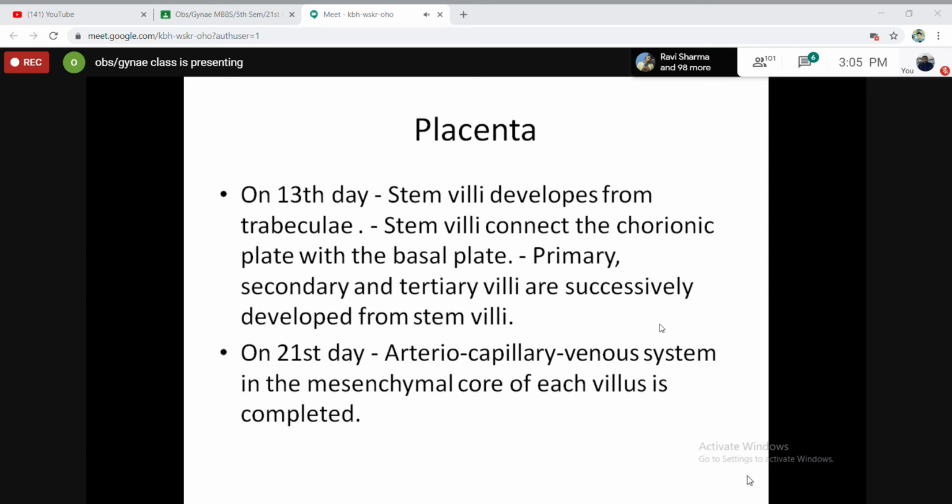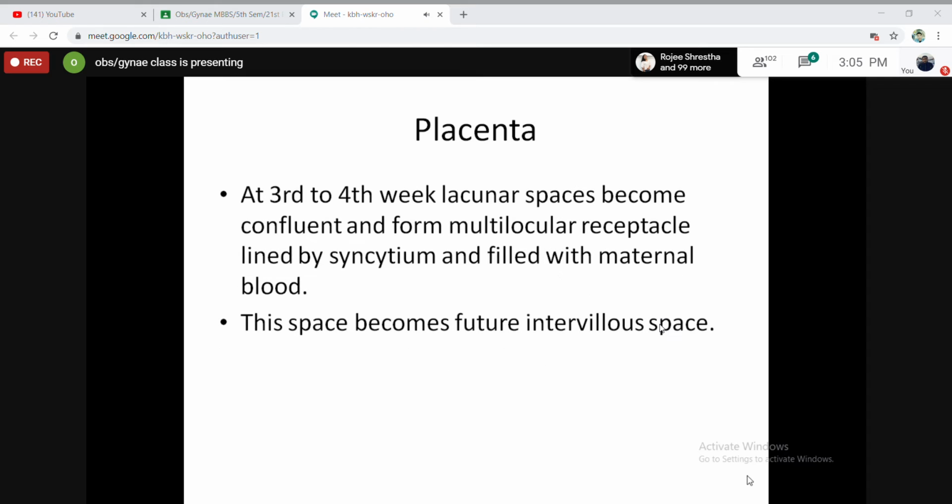On the 21st day, the arteriocapillary venous system in the mesenchymal core of each villus is completed. So by the 21st day, in each villus, there is formation of the arteriocapillary venous system. At the third to fourth week, the lacunar space becomes more confluent and forms a multilocular receptacle lined by syncytium and is now filled with maternal blood. And this space becomes the future intervillous space.